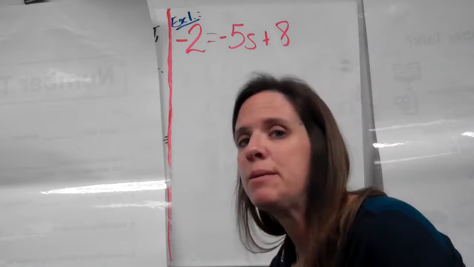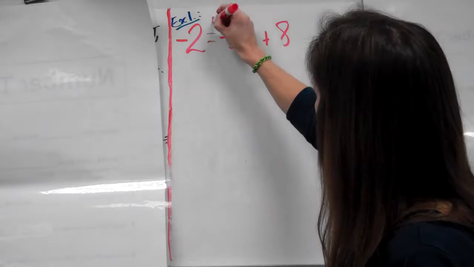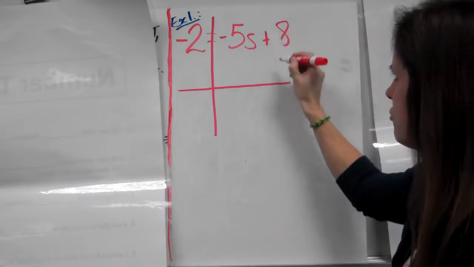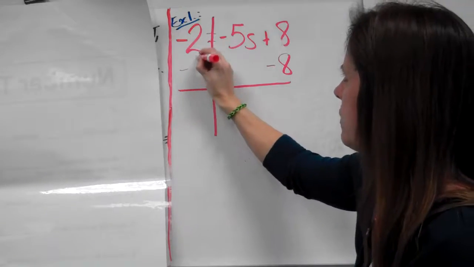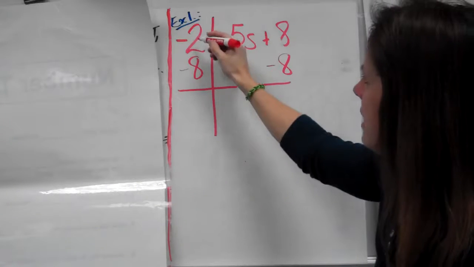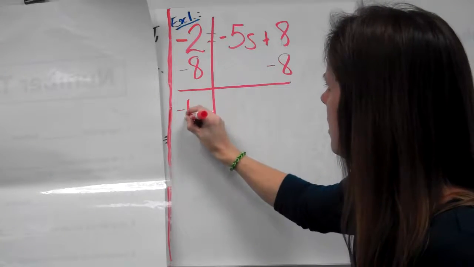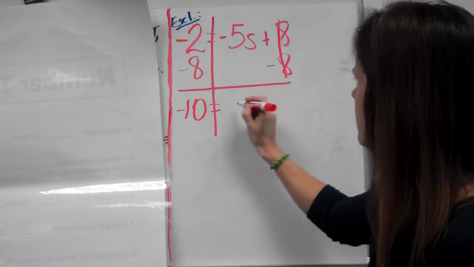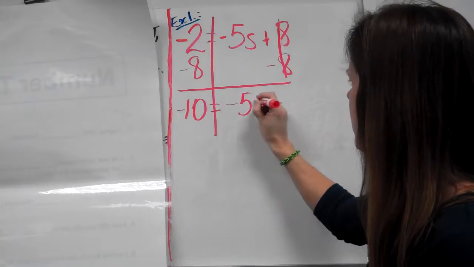Okay, we're going to start the same way. You're going to build your wall. And we're going to undo the addition. Take 8 away from both sides. Negative 2 minus 8 is negative 10. And what's left on this side is negative 5 times s.